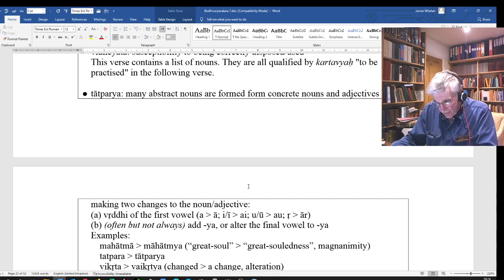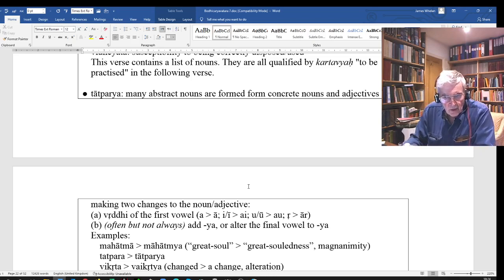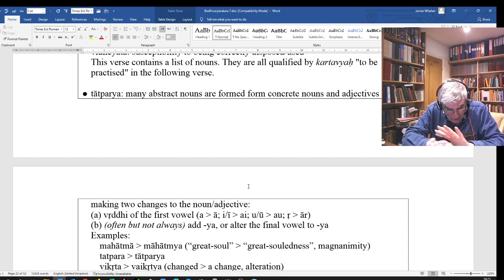When it's used on its own like this, tatparya, it can have the meaning of the ability to dedicate yourself wholly to something. And that is what, on my interpretation, I'll welcome other ones, it means here. So it means the ability to identify your artha, a goal, and to devote yourself totally to it without letting obstacles get in the way. That is tatparya.